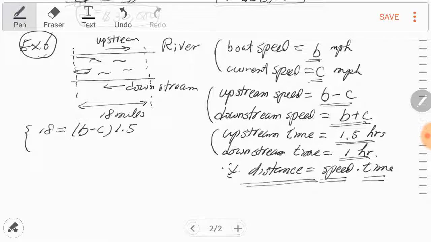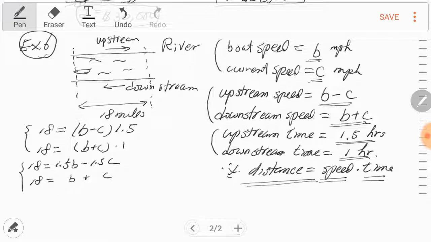Okay, for downstream, then the distance is also 18 miles. Then downstream speed is b plus c. How long did it take? 1 hour. So we have an equation like this. And then let's solve for b and c. So why don't we, in this case, distribute, simplify each equation. Then 18 equals 1.5b minus 1.5c. The second equation is 18 equals b plus c.